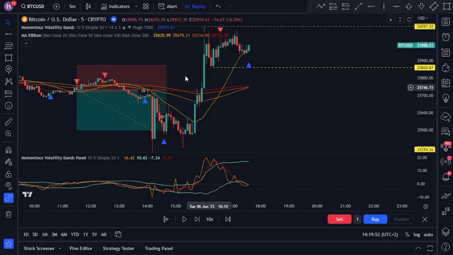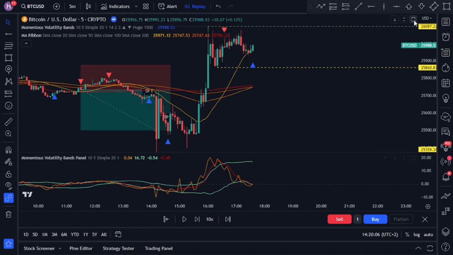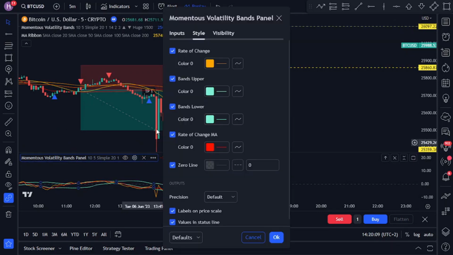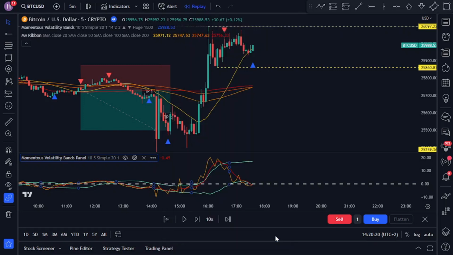On the chart, I have Bitcoin on the 5-minute time frame. This time for our analysis, we are going to focus on the relationship between the rate of change and moving average and the zero line on the indicator. To do this, under the style option, we are going to change the line thickness to the second option for the zero line. So when the momentum is positive, we can see that the lines are above the zero line, and you can expect price to rise in an upward direction.